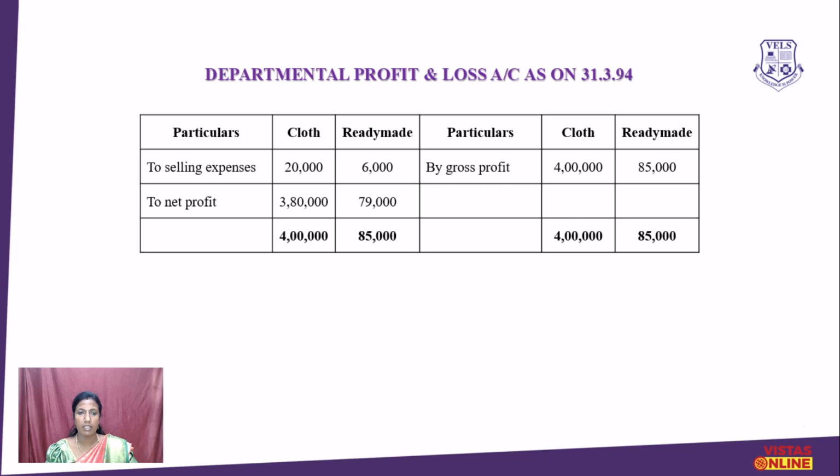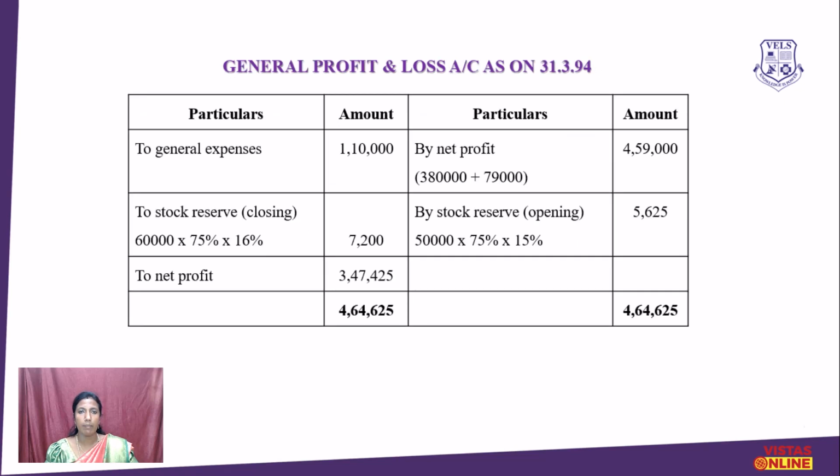So the difference is 3 lakh 80,000, that is the net profit of the cloth department. 85,000 is the overall total, and the difference of 79,000 is the net profit of the ready-made department. So that is the general profit and loss account as on 31st March 1994. In the general account, we should mention net profit, general expenses, stock reserve, closing stock and opening stock. Both values are mentioned in the general profit and loss account.